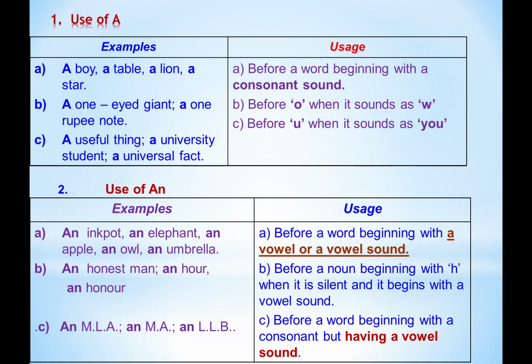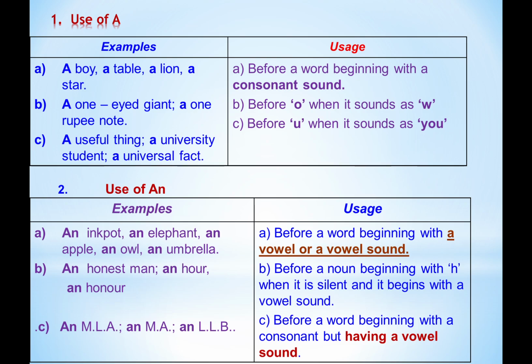"A" is used before O when we use the sound of W, and before U when it sounds as Y. We say university, university, youth. So in youth, Y-O-U-T-H, Y-O-U, we say Y. In that case, we'll use "a".